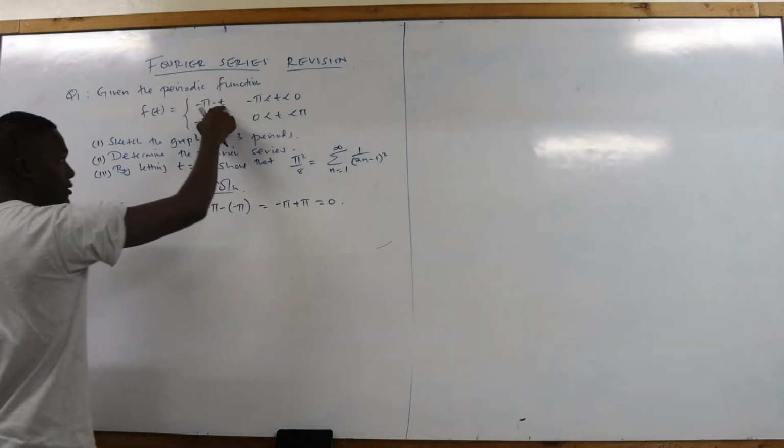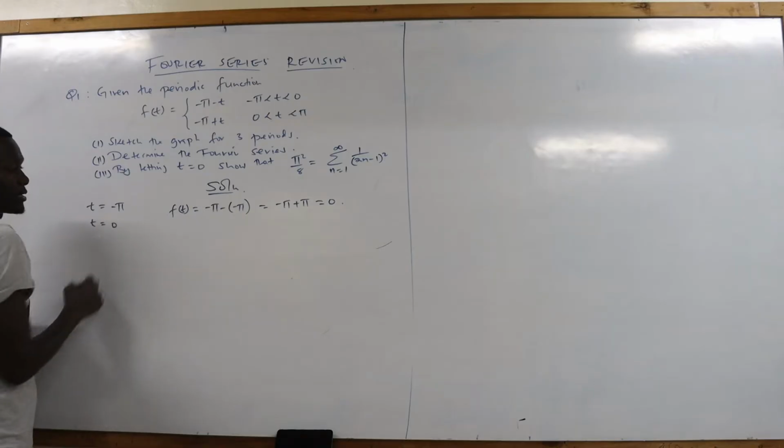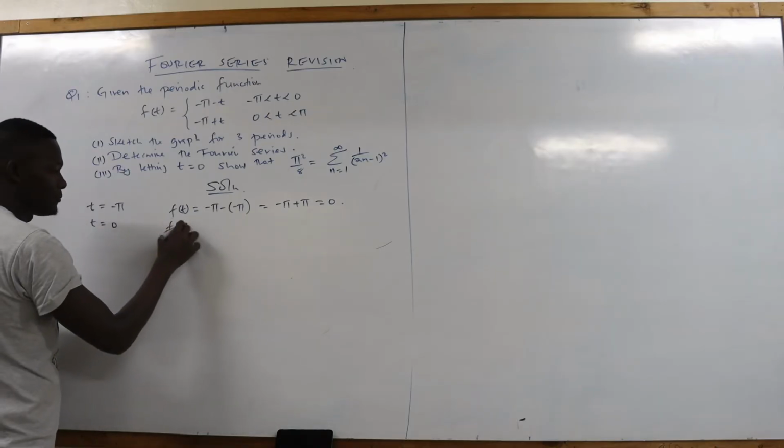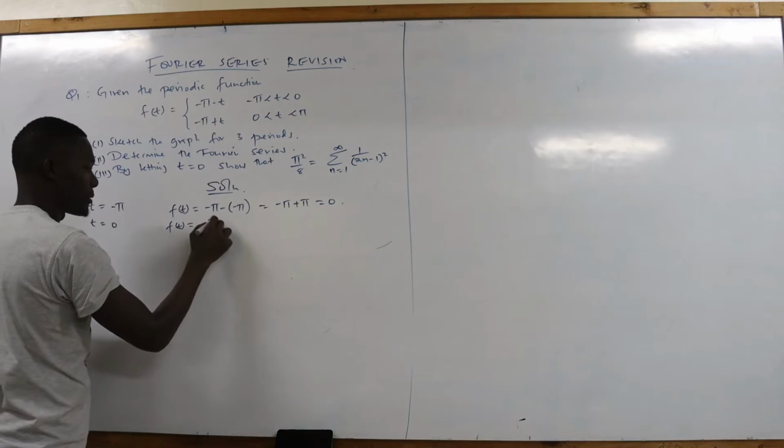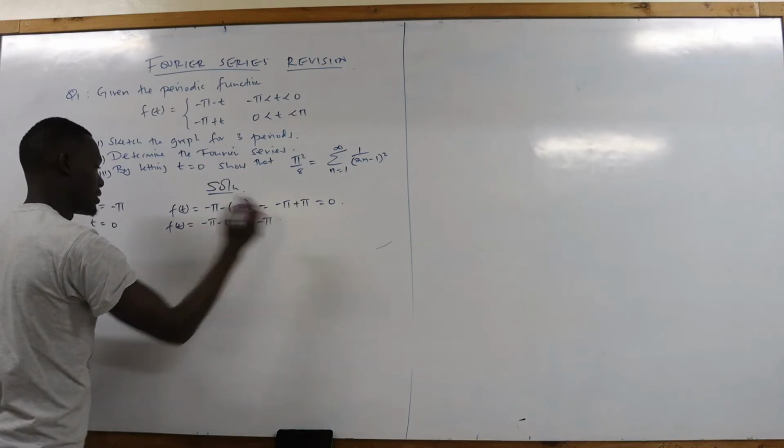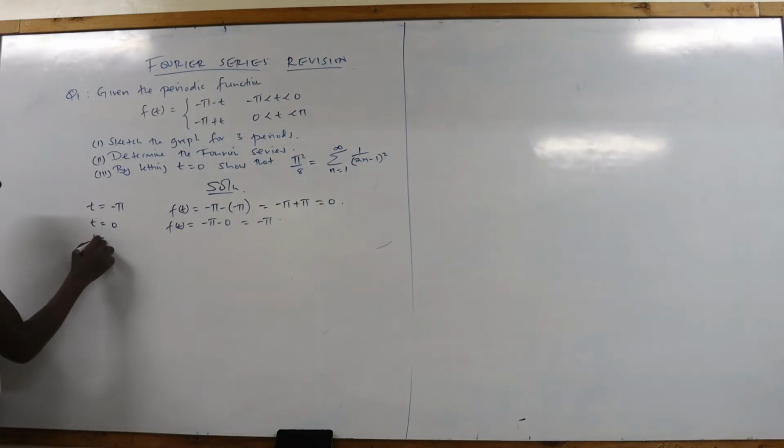You come to the second limit, which is 0, so replace with 0. So when t is 0, your f(t) will be −π − 0, which just gives you −π. Then you come again when t is 0.